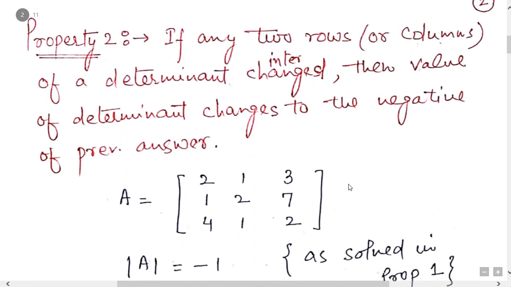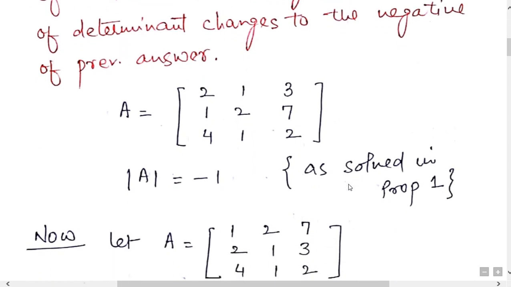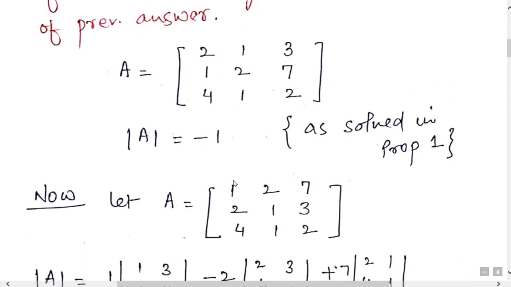Now the second property: if any two rows or columns of a determinant are interchanged, then the value of the determinant changes to the negative of the previous answer. This is the matrix 2 1 3, 1 2 7, 4 1 2 from the previous problem solved in property number 1. Its modulus is -1.